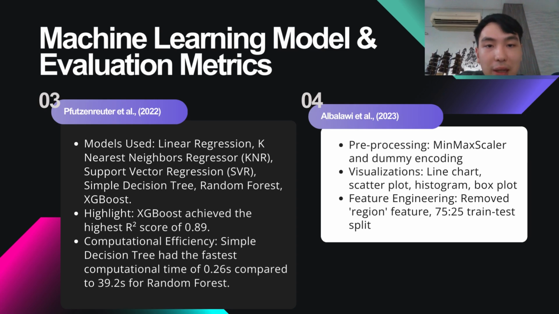Then next, for our fourth study, they carried out extensive pre-processing using min-max scaler and dummy encoding. For visualization, they used line chart, scatter plot, histogram, and box plot to understand the spread of the dataset. Through feature engineering, they identified and removed the region feature due to its low impact and performed a train-test split to optimize the model's performance.